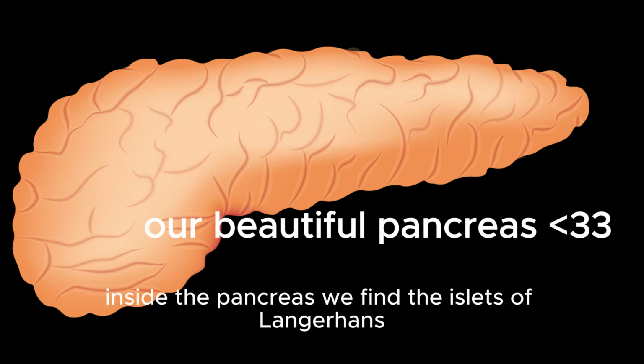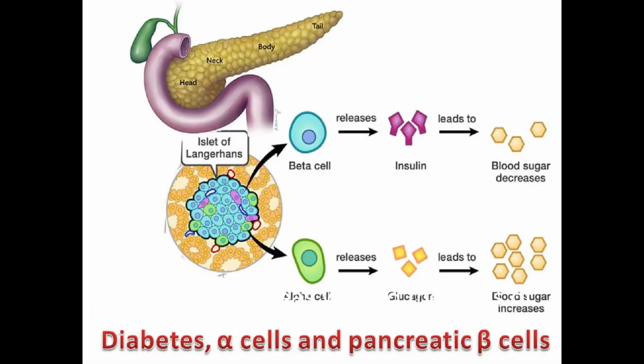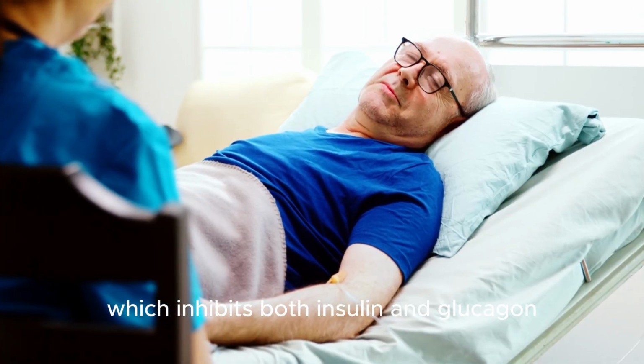Inside the pancreas, we find the islets of Langerhans, which contain four major types of endocrine cells. Alpha cells release glucagon, which increases blood glucose. Beta cells produce insulin, the hormone crucial for glucose uptake by cells. Delta cells secrete somatostatin, which inhibits both insulin and glucagon.